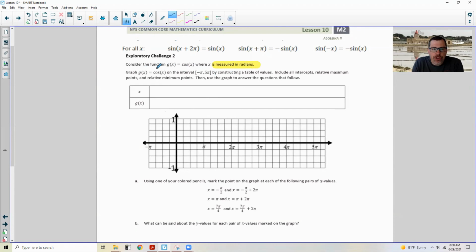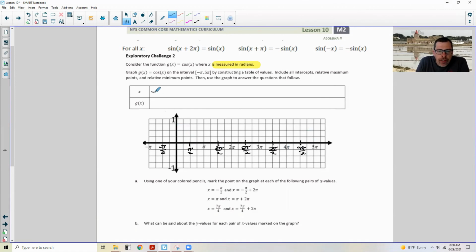Okay, so graph g of x equals cos x on the interval from negative pi to 5 pi. So the first thing I'm going to do is break it into quarters. So this is negative 3/4, negative 1/2, and I'm just going to put the halves. Negative pi over 2, pi over 2, 3 pi over 2, 5 pi over 2, 7 pi over 2, and 9 pi over 2. Okay, so now that that is done, we're going to plot some values.